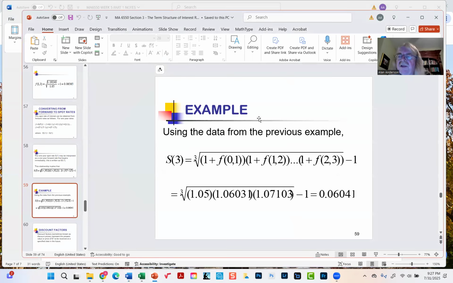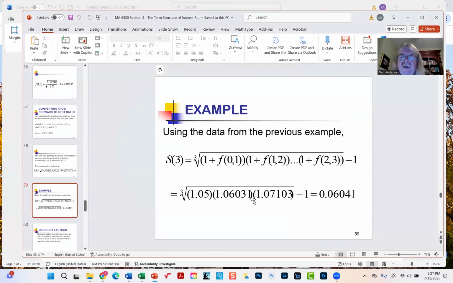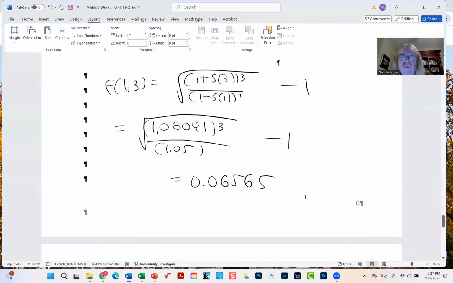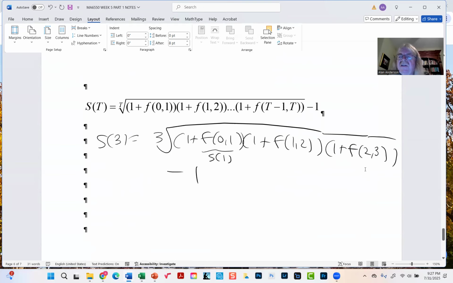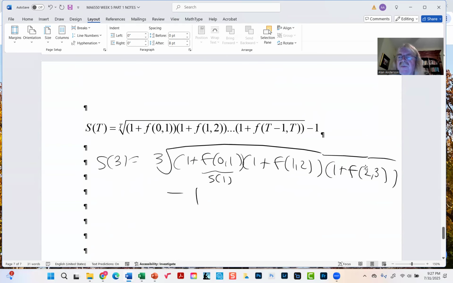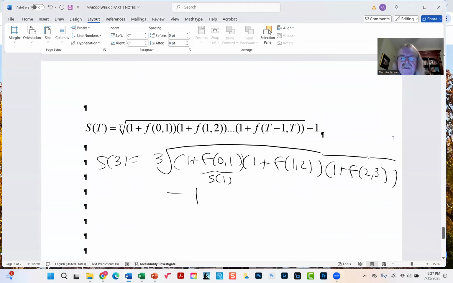Now, of course, this just falls right into place from the definitions we had earlier. So here we've copied the 3 forward rates from the chart, and you see that that does bring us back to S3 equals 0.06041 right there. Perfect. This is not nearly as common, though. Normally you're taking the spot rates and turning them into forward rates, but there might be times when this is handy.